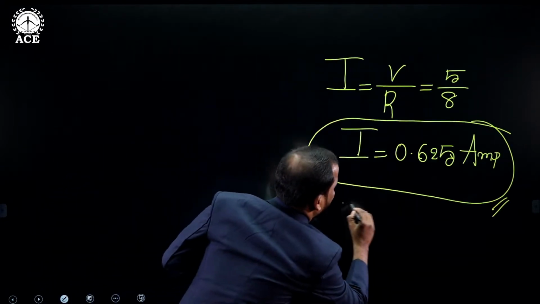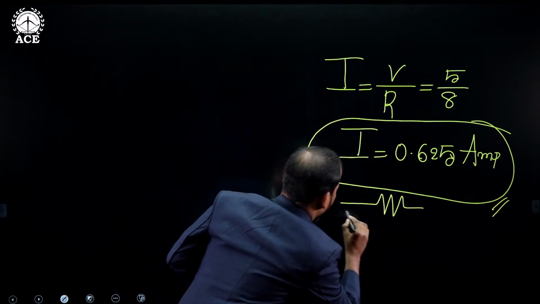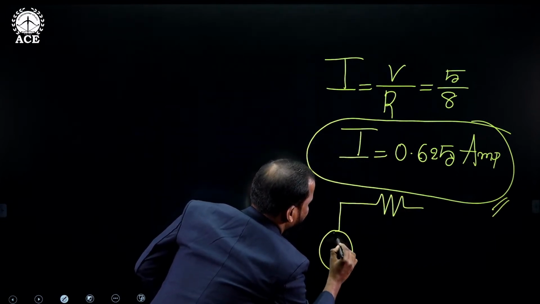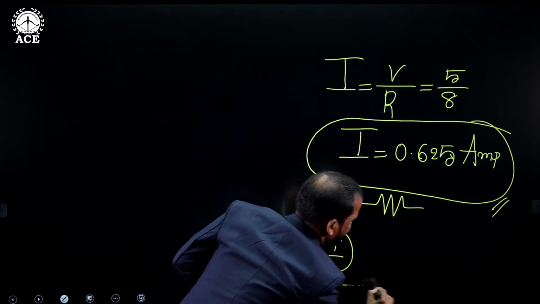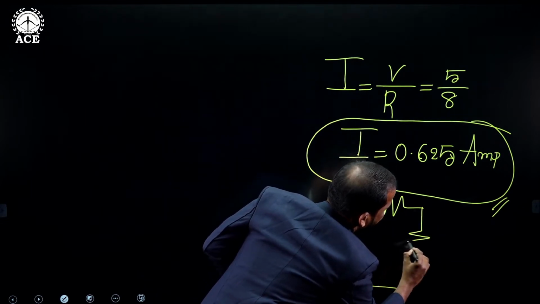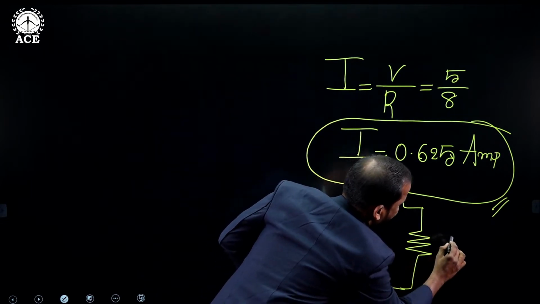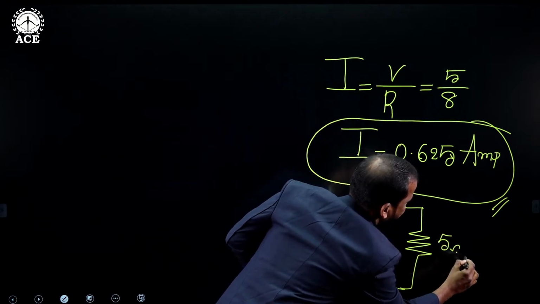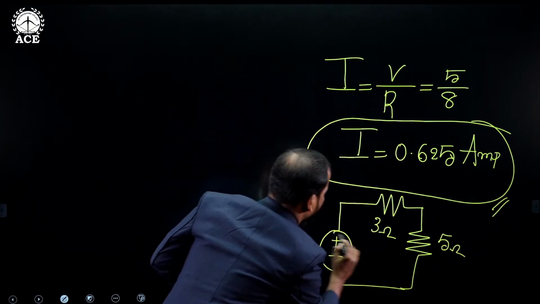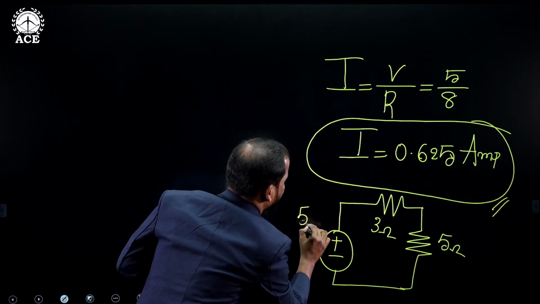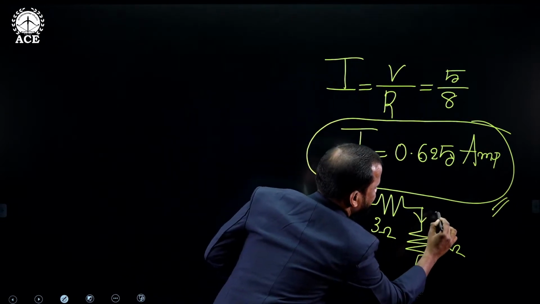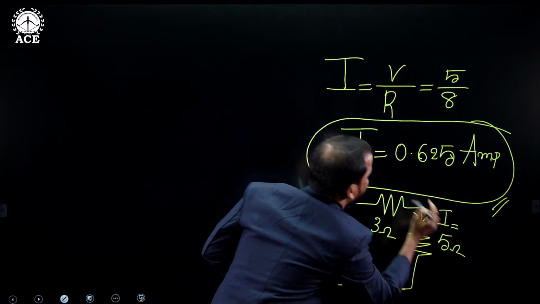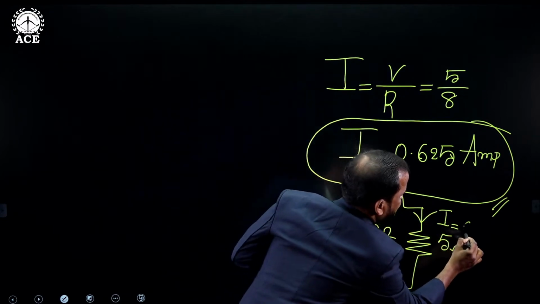Now this is the most important step actually. If you know the procedure, then only you can find the solutions. So this is 5 ohms, this is 3 ohms, and this is 4 ohms. Now see, the current flowing through this 5 ohms, how much now? 0.625 only, na?